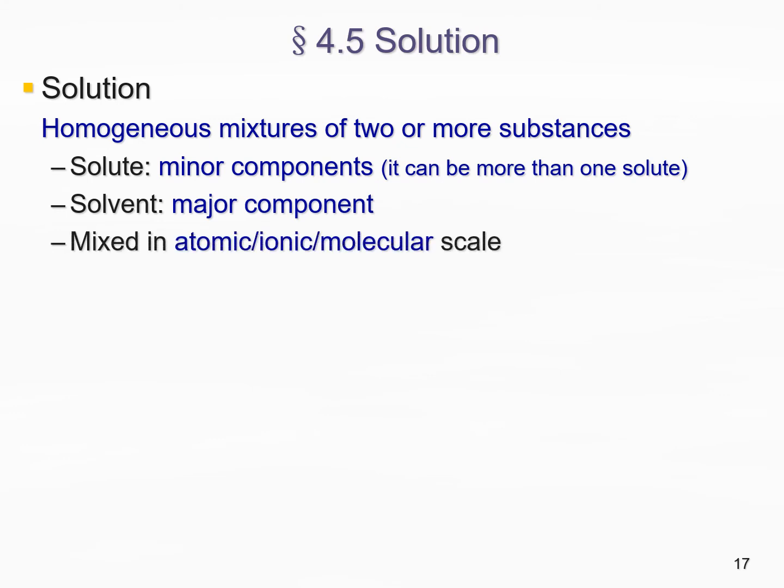A solution is homogeneous because the substances are mixed on a very tiny scale, like atoms, ions, and molecules. That's why we cannot see them with our eyes, so it's clear and transparent. And an aqueous solution, as we already know, uses water as the solvent. Well, the definition of a solution is not what we're interested in here. We are interested in how we can calculate the amount of a solute in the solution.